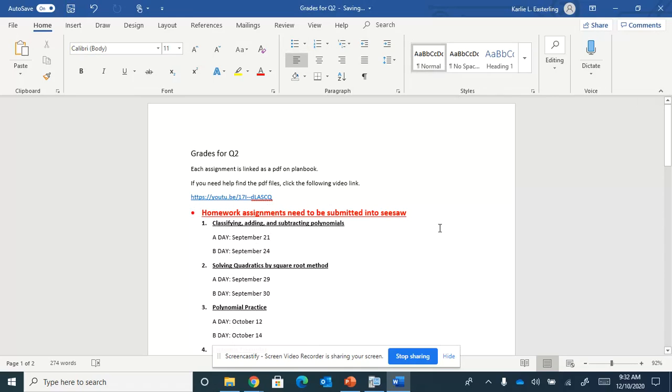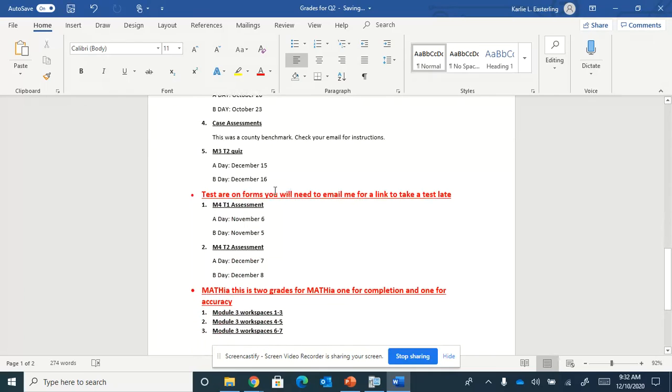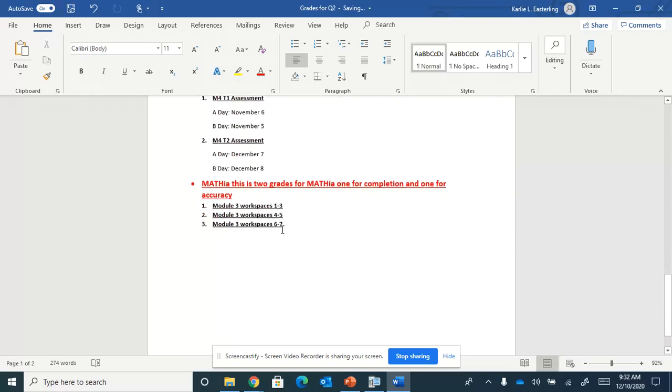Homework assignments need to be submitted into Seesaw. You need to go to this date on the plan book. If you can't find it, you need to click this link and watch that video. Quizzes, you need to email me so I can unlock them for you. And then you can go and click on the original link, which is on these days, to take that quiz. Test. If you are missing a test for me, you have to contact me and I will email you a link to take it. I'm not opening up the old test links, okay?